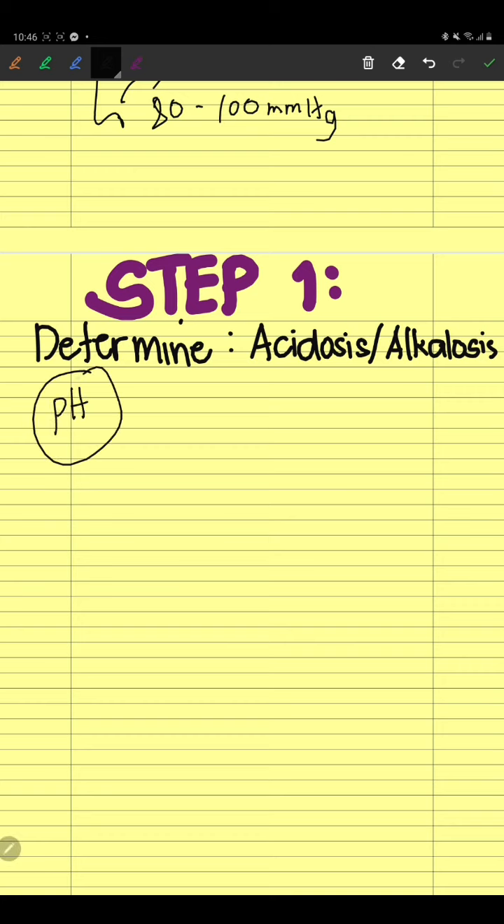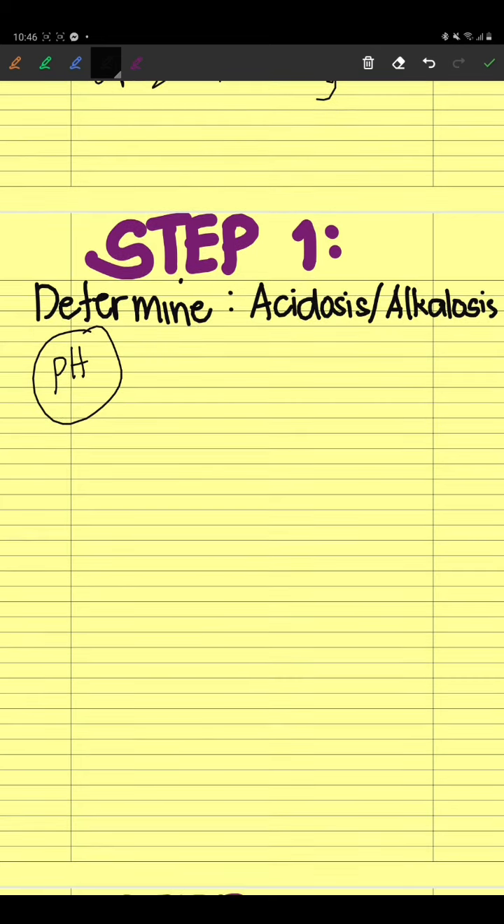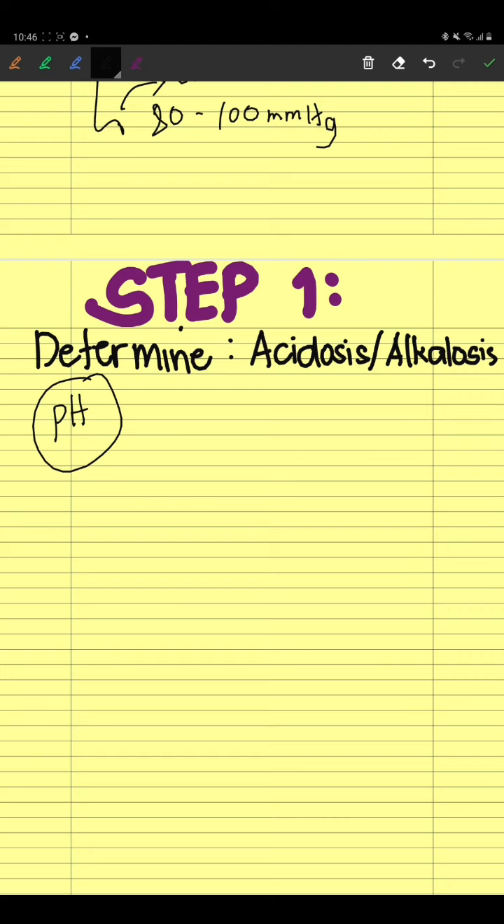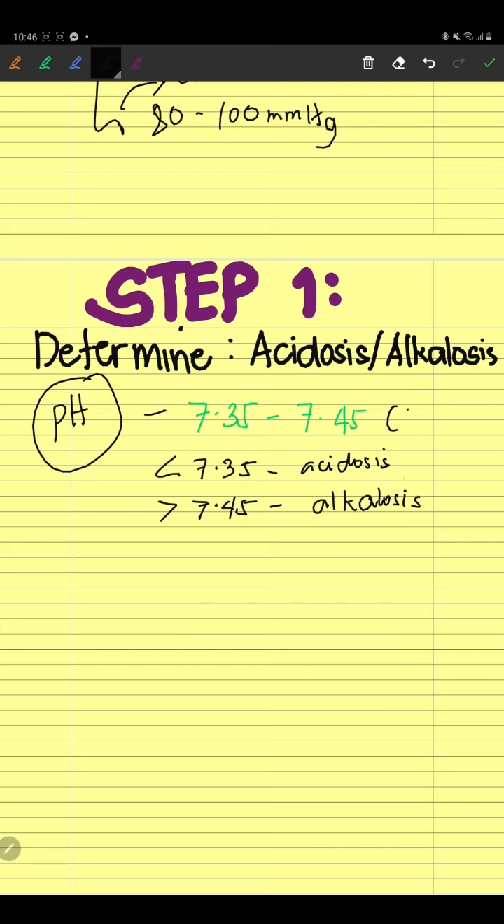So pH ang importante sa step 1 natin. So ang titignan lang muna natin is the amount or the value of your pH. Na-mention natin that in your pH, the normal value is again 7.35 to 7.45. So please memorize these ones. And then, of course, if it is less than 7.35, that is acidosis. If it is more than 7.45, that is alkalosis. So this is the normal range.